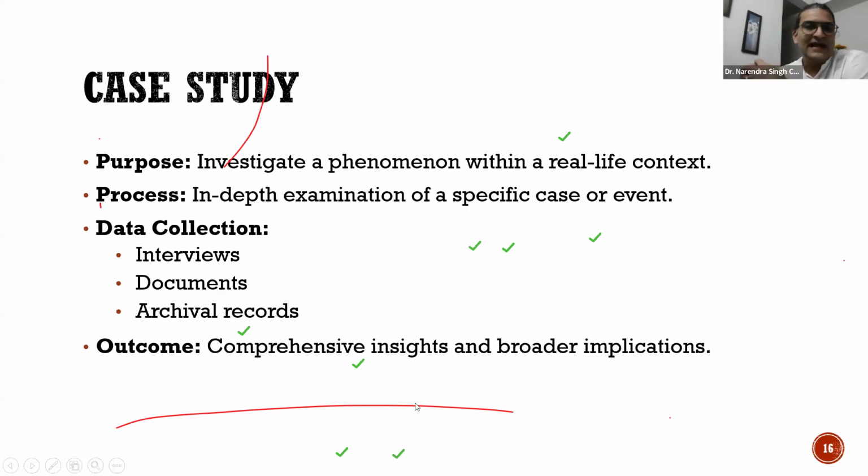Now, moving to the next part, that is a case study. I am investigating a phenomenon in a real life context. For example, I hope a lot of you have read the cases about a particular organization, like Ivey, HBR cases, and many other platforms and case centers. They publish case studies, right?